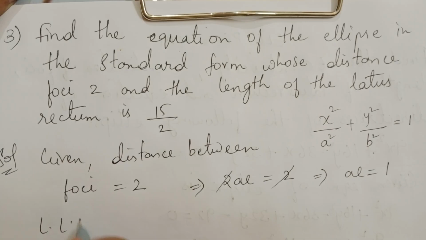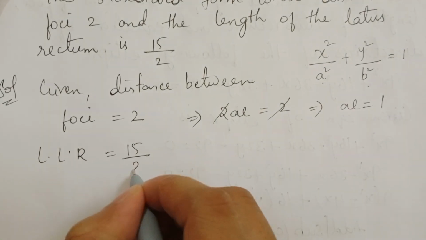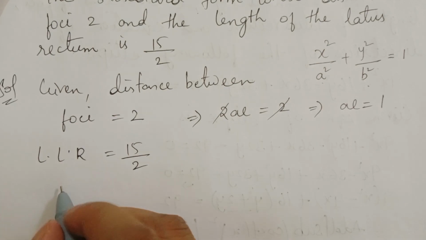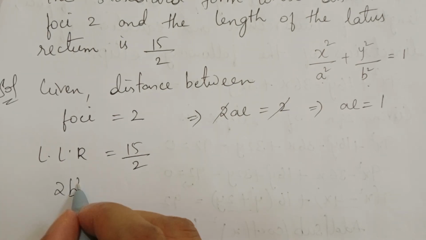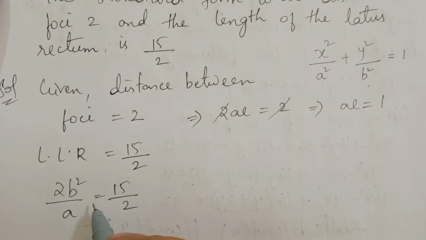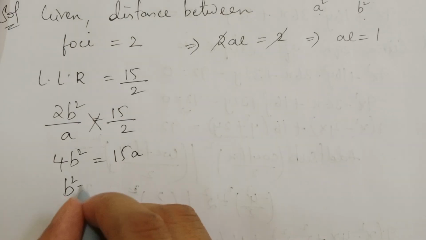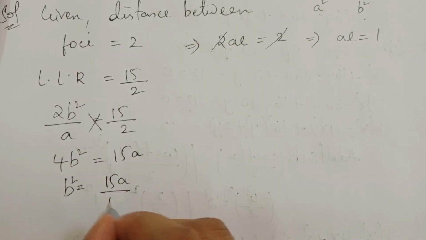And the length of the latus rectum is given, which is equal to 15 by 2. The length of the latus rectum formula is 2b square by a, which is equal to 15 by 2. If we cross multiply, we'll get 4b square is equal to 15a. From here, we get the value of b square is equal to 15a by 4.